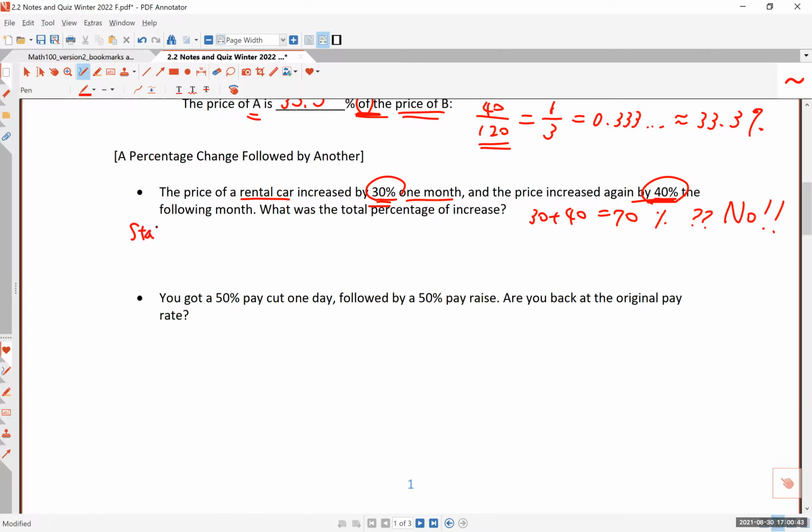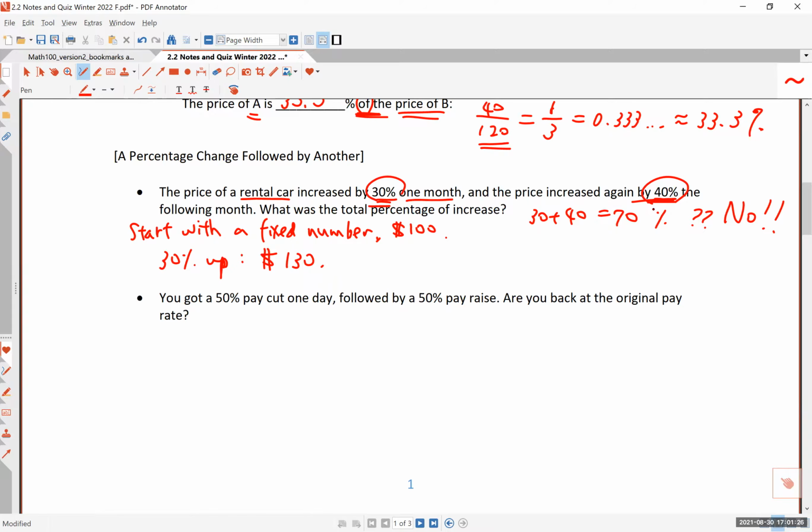So here's a way to think about all of these problems. Start with a fixed number, let's say $100, because that's an easy number to consider. You can use any other number; the percentages will still come out the same. Start with a fixed number like $100. A 30% increase will give you what? Of course, $130. That would be the rate of this rental car when it's increased by 30% from the beginning rate of $100.